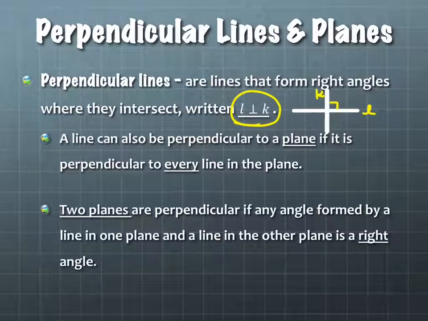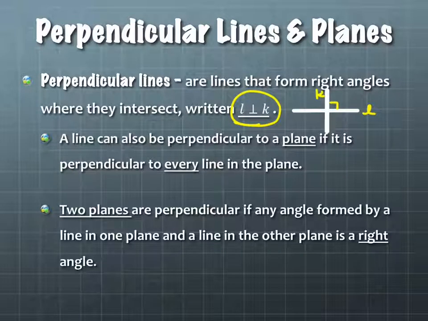A line could also be perpendicular to the plane if it's perpendicular to every line in the plane. Now my example earlier where I had the plane as the ceiling and the line as this edge between my walls that goes up through the ceiling, that would be perpendicular. And the reason is because when it intersects the ceiling, it intersects the ceiling at a right angle. It's a right angle to this line in the ceiling and it's a right angle to this line in the ceiling. Every place where it's intersecting and it has a line there, it's perpendicular to that line. So that would be a line perpendicular to a plane.